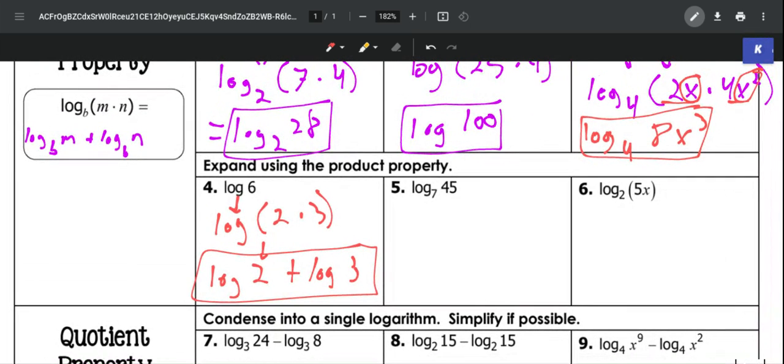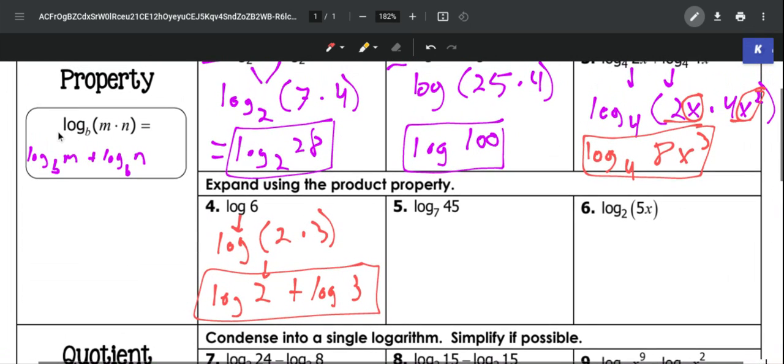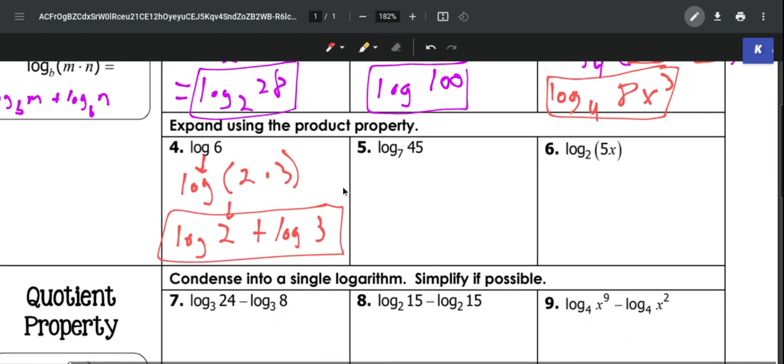We're basically just doing the opposite of what we just did. We start off with two factors multiplied together, then break those down and say that they are added together. So we're pretty much starting with our property in the form of log base b of m times n, and then breaking that down into them being added. So we'll look at another one.